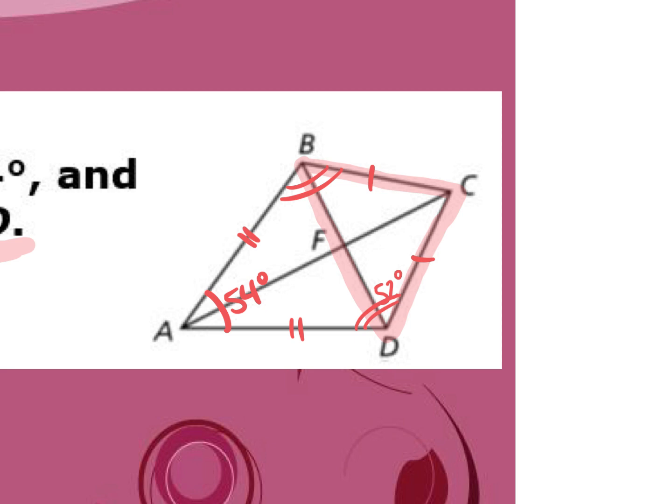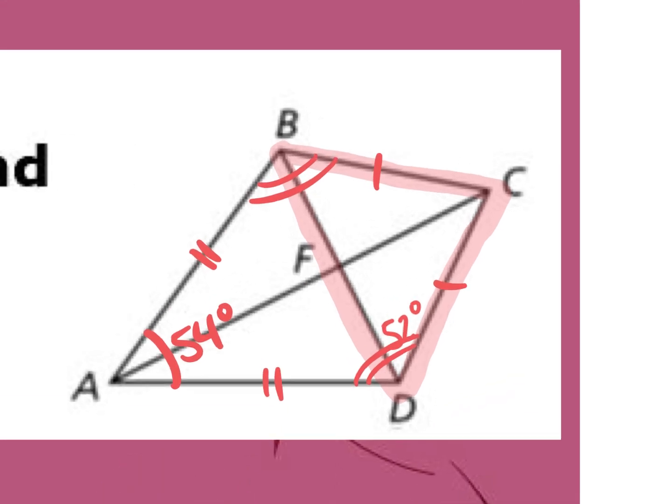What do we know about isosceles triangles? The two bottom angles are the same. The base angles are the same. So what other angle also needs to be 52? Not angle B, CBD. Okay? But that's not what it was asking us for. What is it asking us for? Daniel? BCD. How do I figure out this guy?